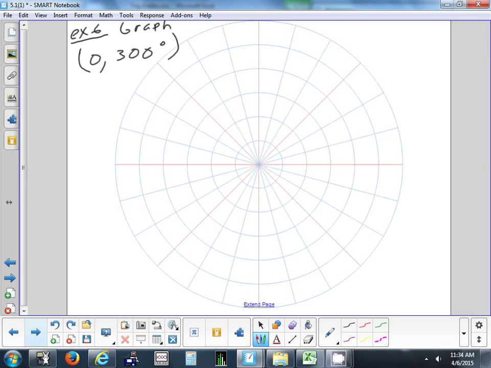Okay. How about that one? 0, 300. Nothing. Where would it be? Right in the middle. Yeah, right in the middle. Okay, what's basically happening is it's just spinning in place. So when you draw it, make sure you put your pencil down and just spin it 300 degrees like that.